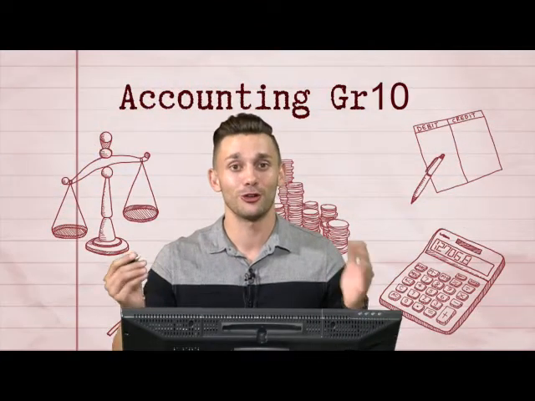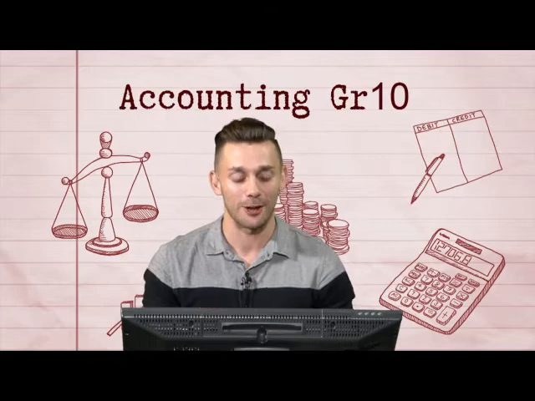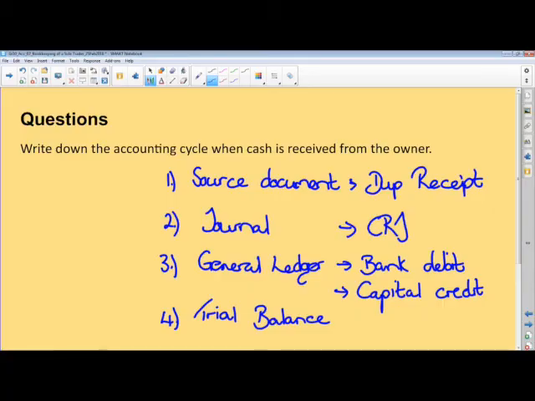Okay guys, I know you got this right. Let's quickly look at the answer. Firstly, you'll have a source document. And the source document will be a duplicate receipt. Your second entry will be you take those receipts to your journal being the CRJ, you received money. Then you'll place those journal entries, you'll close the journal off, total everything, take it to the general ledger.